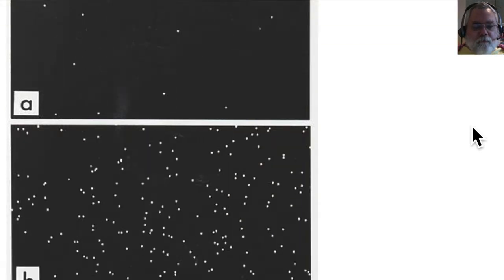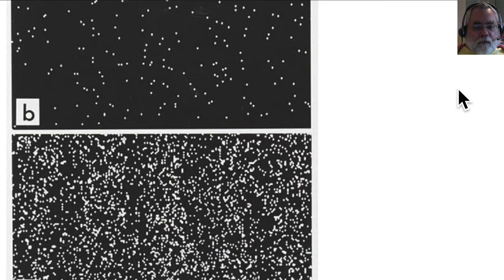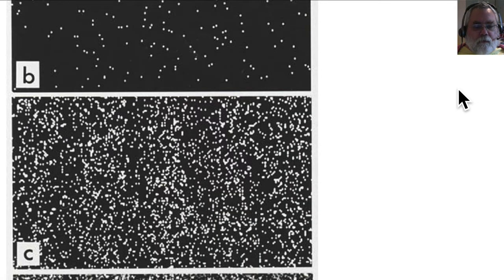Frame B has 200 electron hits. And it looks like they could hit pretty much anywhere. We don't see any clear pattern. Frame C has 6,000 electrons.